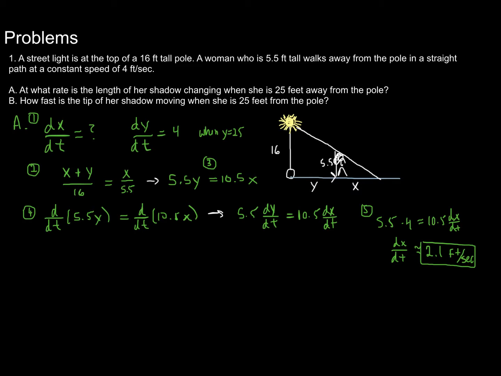Now, it's important to notice that you didn't use this piece of information that told you that the instant in which you're looking at is when y is equal to 25 feet. And the reason you didn't need that is when you differentiated, you found that dy/dt and dx/dt were in your equation, but x and y were not. And so you had no need for the y value that was given.